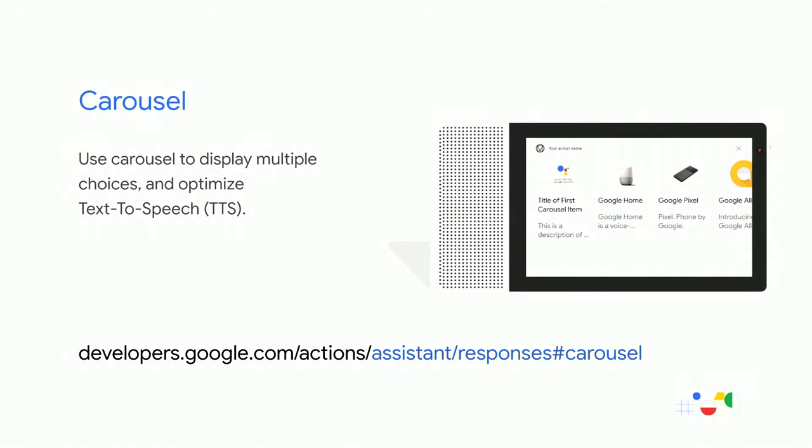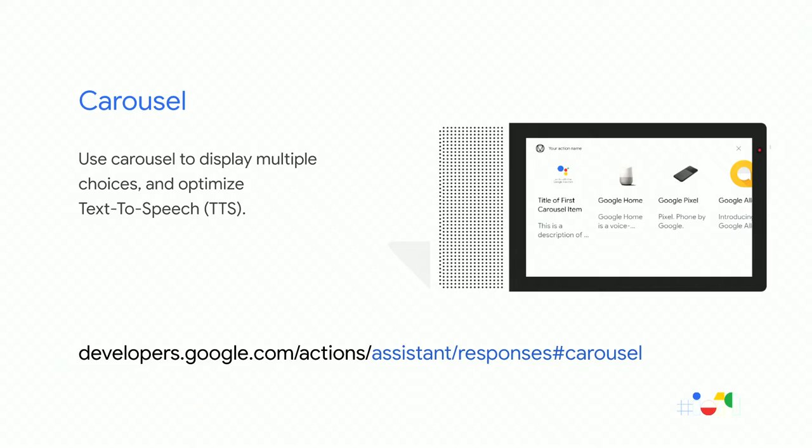One of the benefits of your action having a screen is now you're able to display multiple options at the same time. This can be a little bit tricky in the voice-only experience because users have to keep that information in their head. But now, with the screen, you can present multiple options and obviously get the benefit of being able to augment those options with a visual representation.